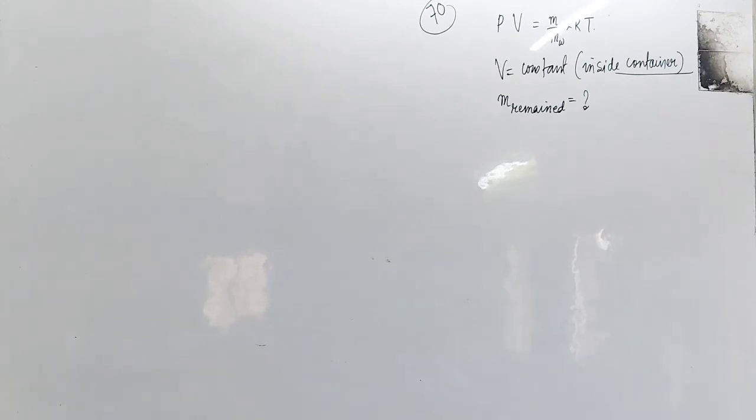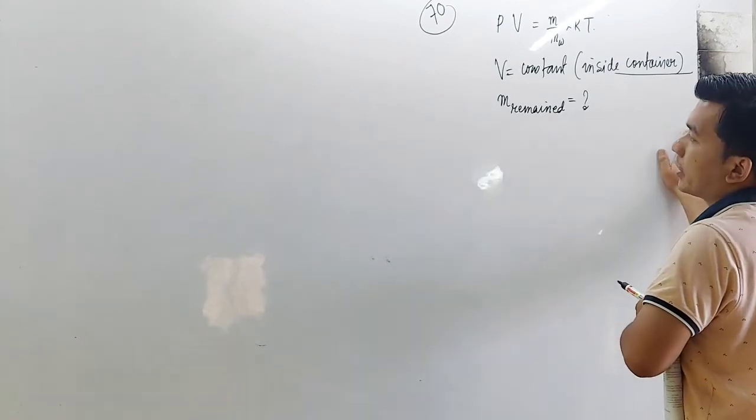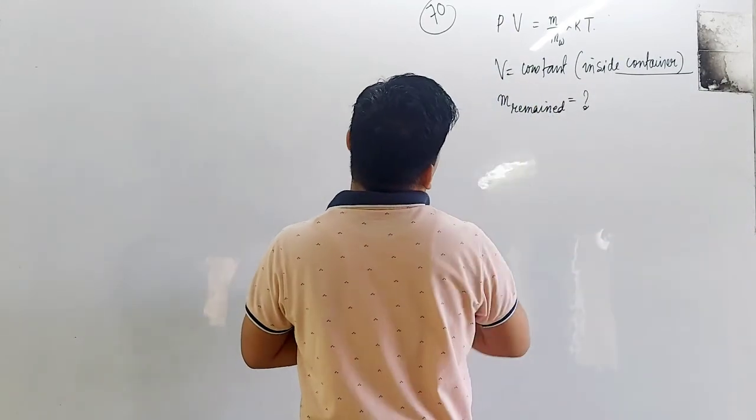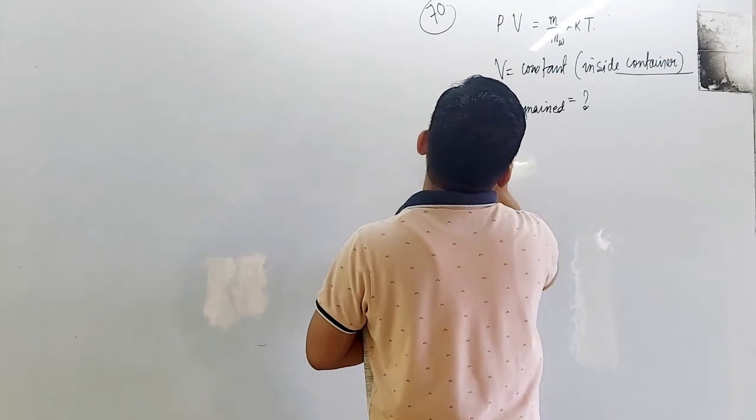These 7 students will be in the classroom. Does the volume of the classroom change? Before 13 students left, the capacity is 20. After leaving, still 20. Now we have to calculate the remaining mass, and once we calculate the remaining mass we can easily find out the leakage mass.